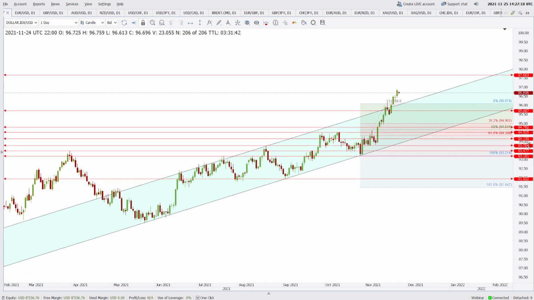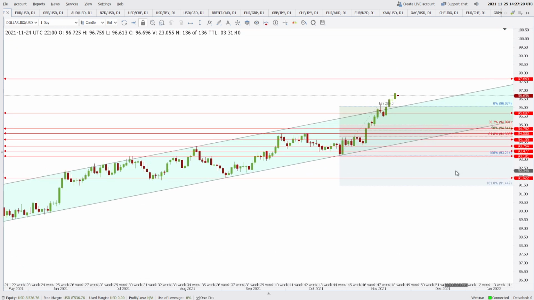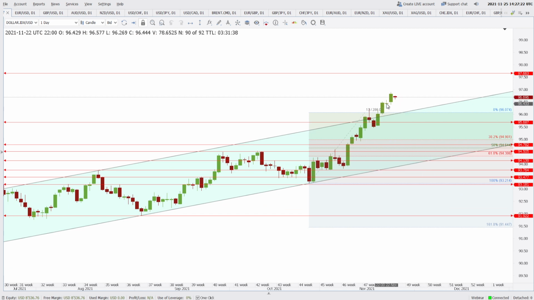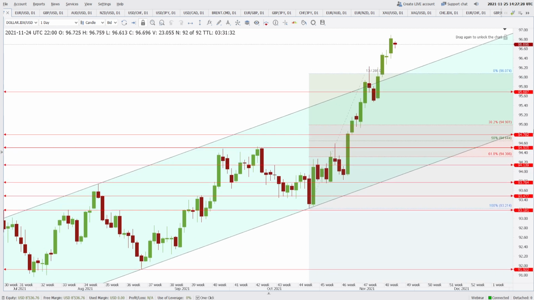So now, day before yesterday, there was an indecision forming here around the 96.43 level, and we thought that there is a possibility of a pullback to the downside, but it did not happen. And today, after yesterday's bullish close, today there is an inside bar.